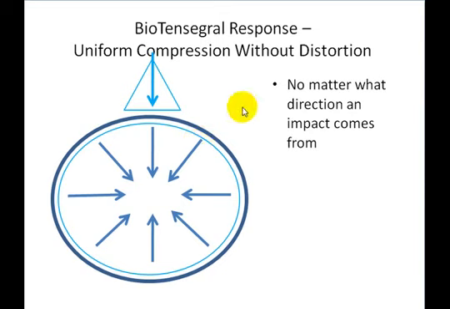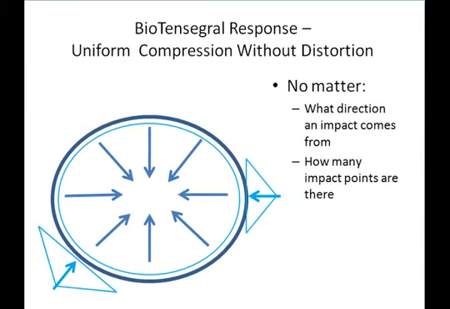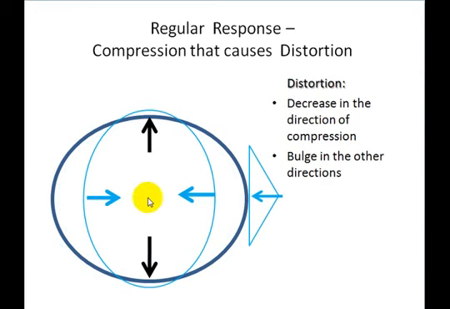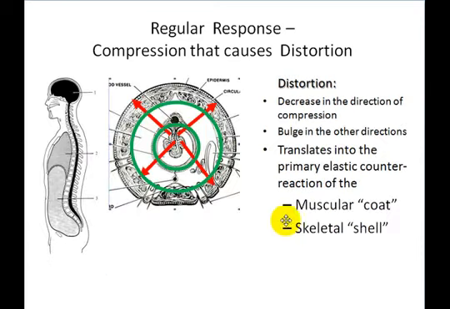And once again I want to return to the difference with the biotensegrel range, where no matter where you load it from or how many points you use, everything comes uniformly. That's the key. That's what makes the biotensegrel response so special, so different from the regular responses that you normally experience in everyday life, and actually the ones that all of the regular existent compressional techniques are based on. And that's the key problem.